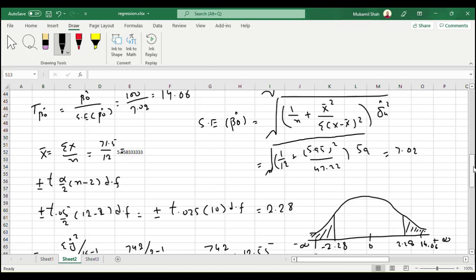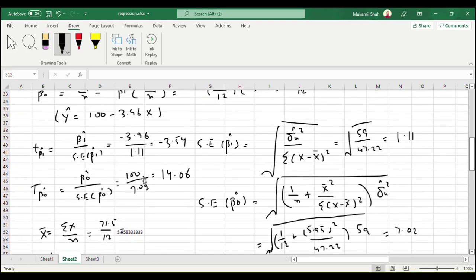Now putting these values in the t beta 1 hat and t beta naught hat formulas, you will get beta 1 hat divided by standard error of beta 1 hat. This is beta 1 hat, and this is its standard error, and this is the respective t value, right? And similarly, this is beta naught hat and standard error of beta naught hat. Beta naught hat is equal to this, and this is its standard error, and this is its respective t value.